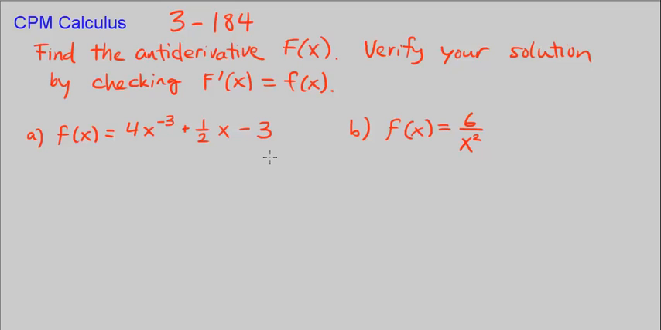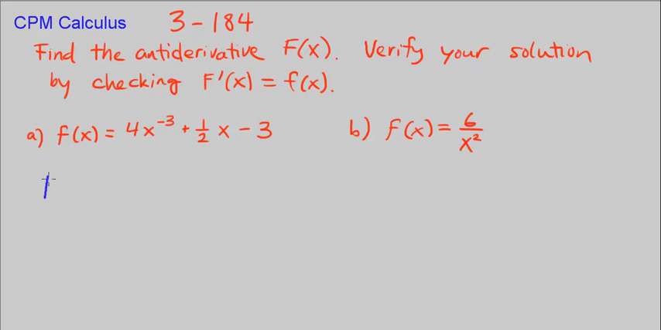This is CPM Calculus, Chapter 3, number 184. Find the antiderivative big F of x for each function below. Test your solution by verifying that big F prime of x is equal to f of x. Alright, so part A, we're given f of x.